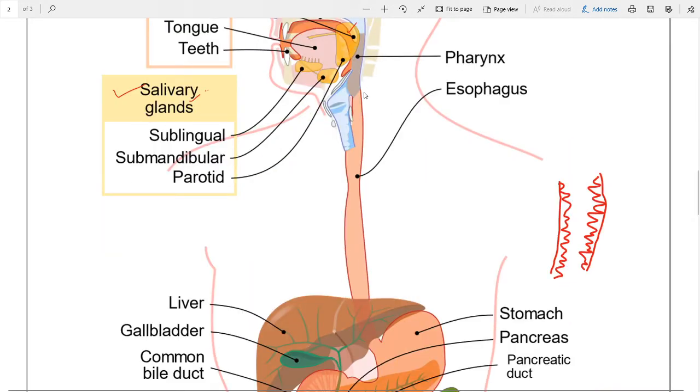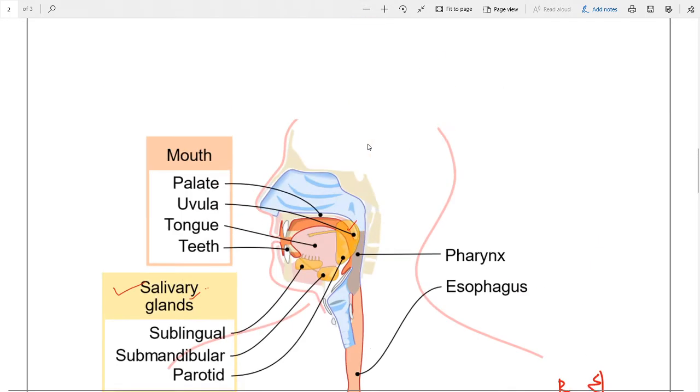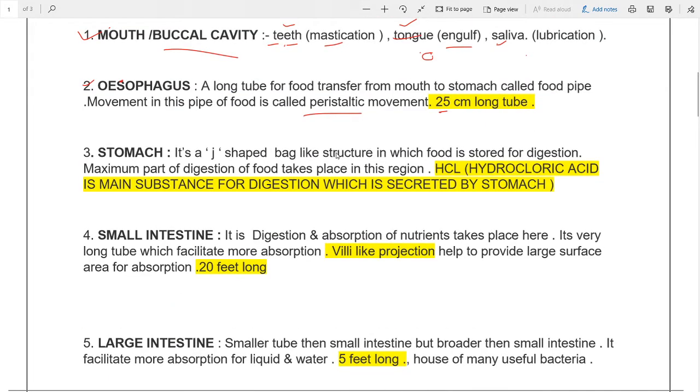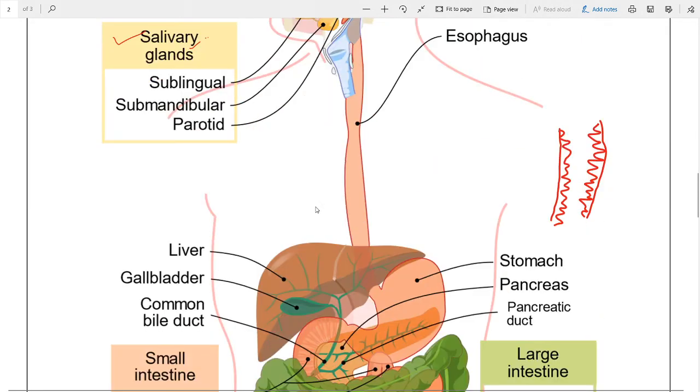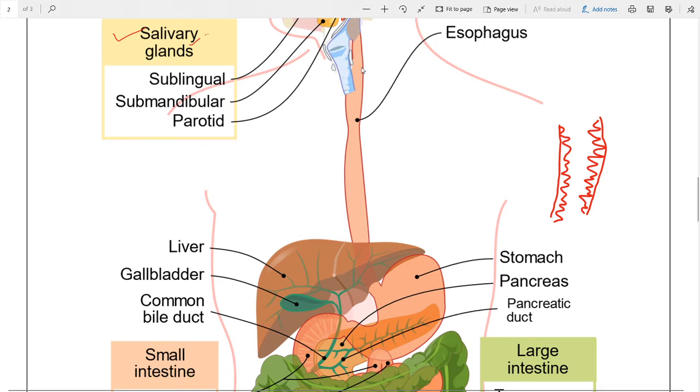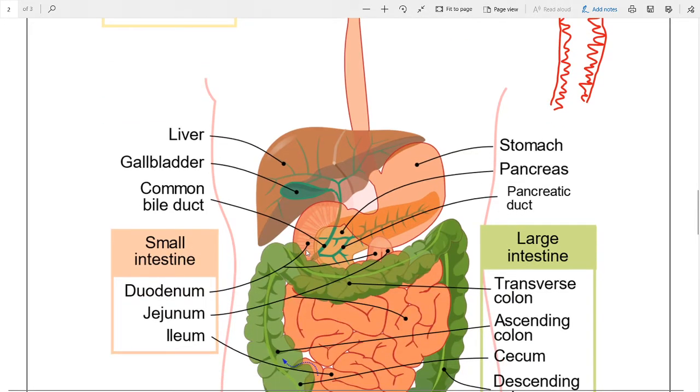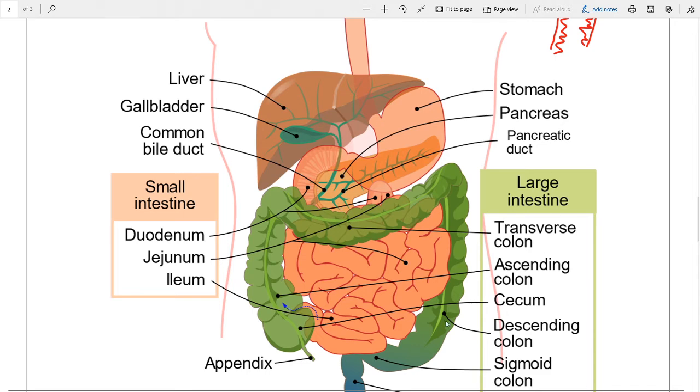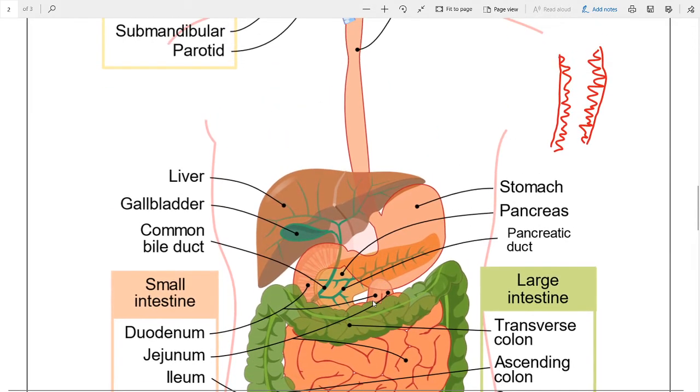You can see this esophagus transfers the food from the mouth into the stomach, and this whole structure is about 25 centimeters long. It has peristaltic movement, a wave-like movement which happens in tube-like structures only. It cannot happen in the stomach. This peristaltic movement happens in the esophagus, the small intestine and the large intestine. It can be found in these tubes only.